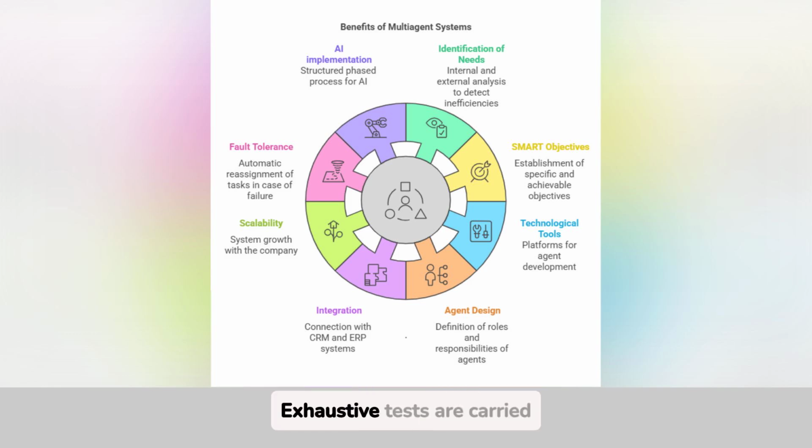Tests. Exhaustive tests are carried out through simulation scenarios where system performance, agent efficiency, and possible failures in communication or decision-making are evaluated. This allows detecting early errors and making adjustments before the actual implementation. 3. Optimization. Based on test results, algorithms, configuration parameters, and workflows are adjusted to improve system accuracy and efficiency.